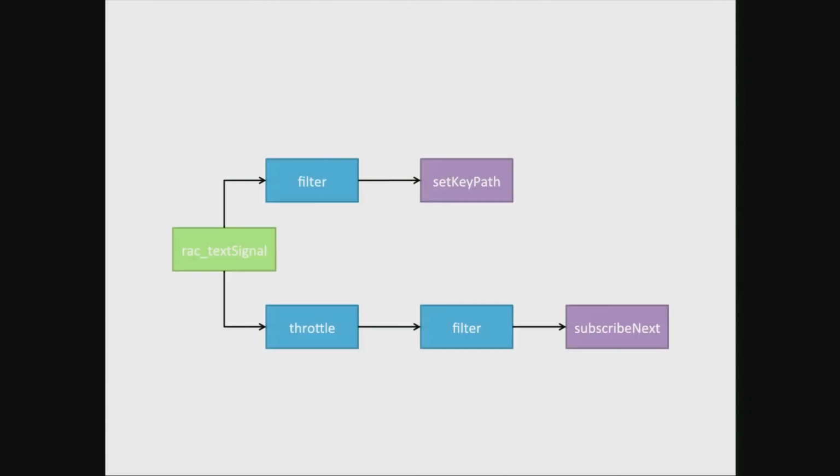So this is a graphical representation of the application so far. We've got the text signal in green. We have two subscribers. One of them is filtering and setting the key path to give the background color. The other one is a throttle, then a filter, and then at the moment it's logging. So again, a nice elegant illustration of the application flow.